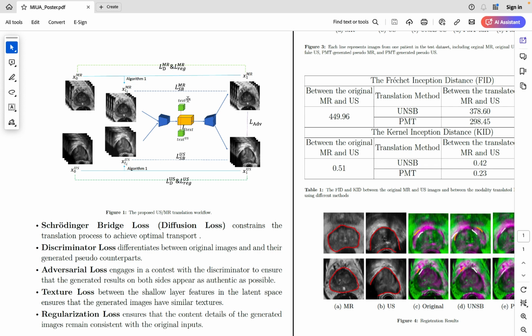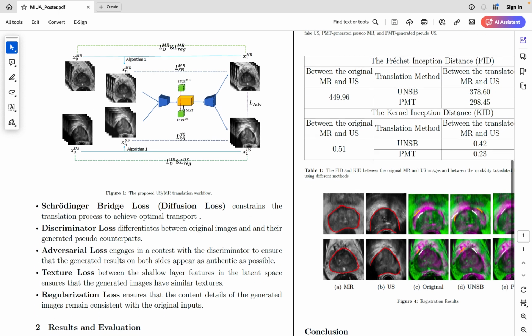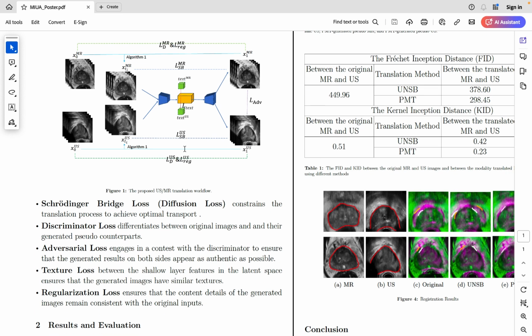And we also introduce texture loss. Here we assume that the shallow layer of the latent space features will harvest the texture information of the images. As we want the texture information of the images to be similar in the pseudo middle modality, we add a loss between this shallow layer latent space features. And also we have a regularization loss, which could ensure the content of the results and the original image to be similar.